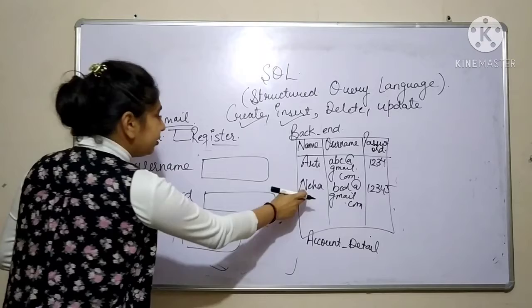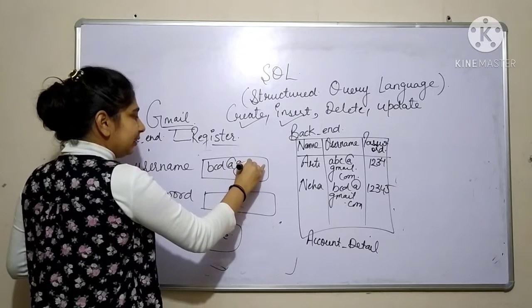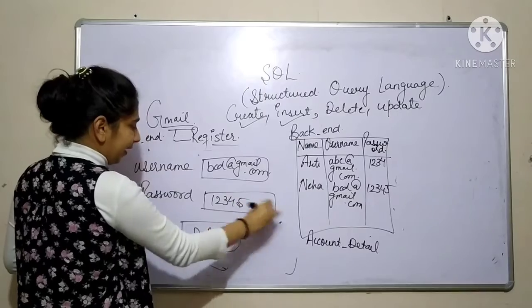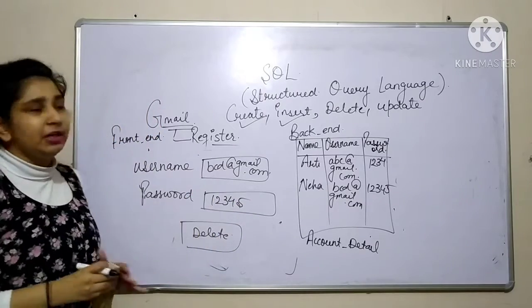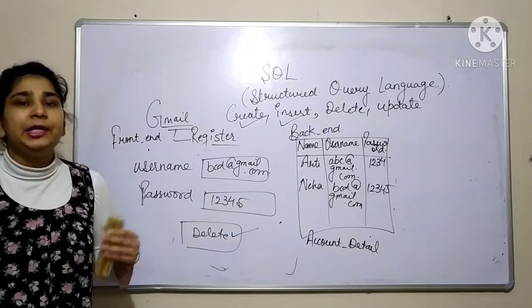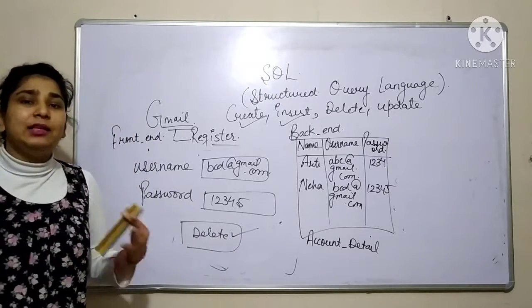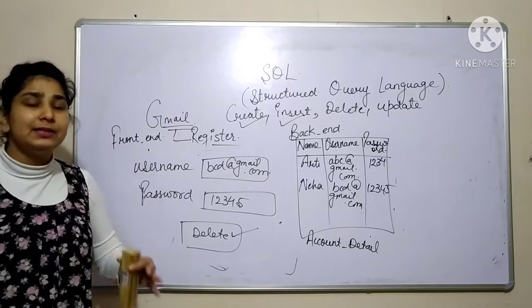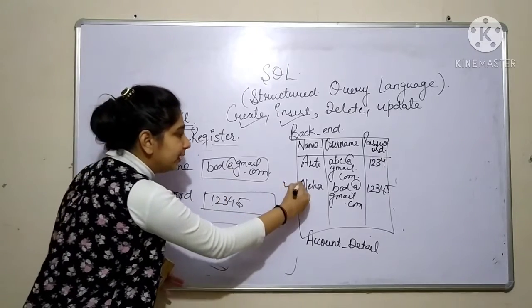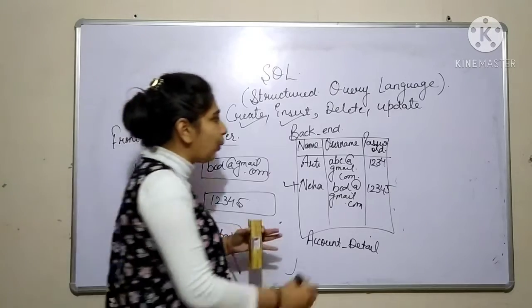Let's suppose I want to delete my account. My username is bcd@gmail.com and my password is 12345. I want to delete this Gmail account. So what I will be doing, I will be clicking on this delete button. When we click on this delete button, at the back end one SQL query is going to run, which is going to delete this account from the database. So what is that SQL query?